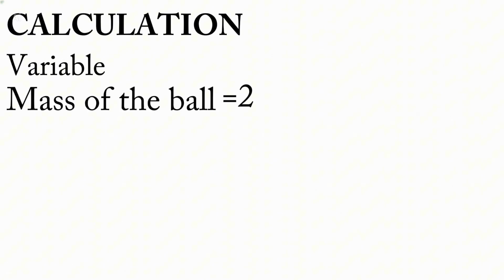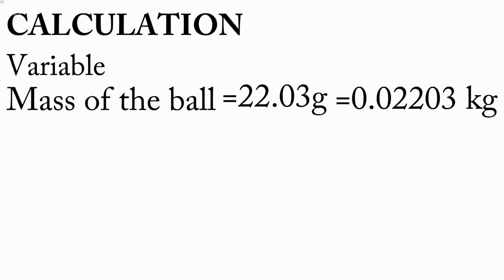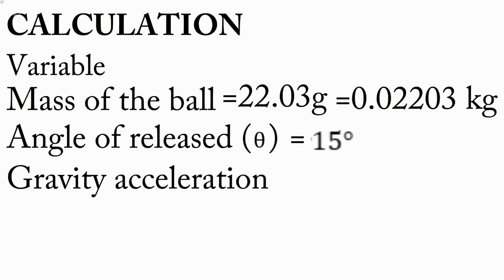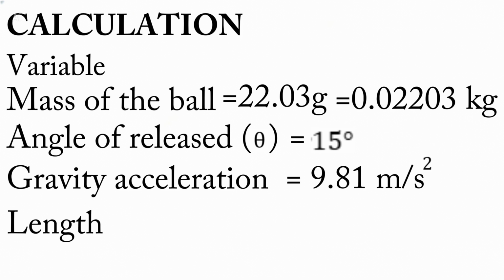Before we start our calculation, we list our variables. Our first variable is the mass, which is 22.03 gram, converted into kilogram, that will be 0.02203 kilogram. Our angle of release, theta, will be 15 degrees. Our gravity acceleration will be 9.81 meter per second squared, and our length will be 10 centimeter, which is converted into meter, 0.1 meter.